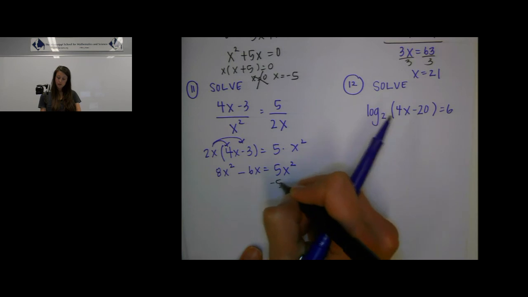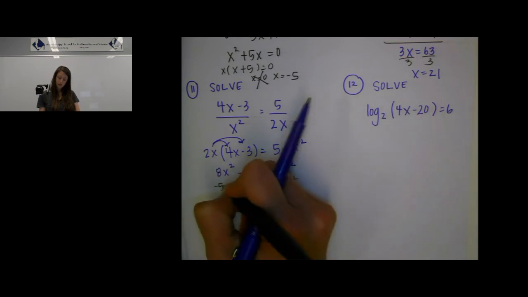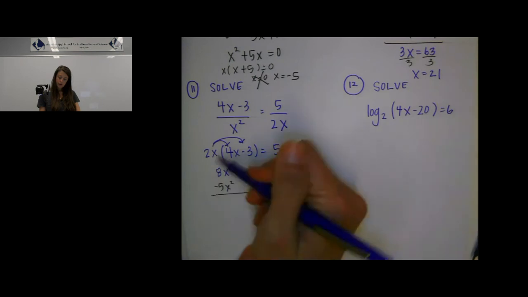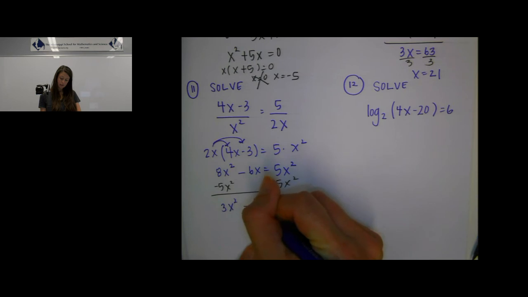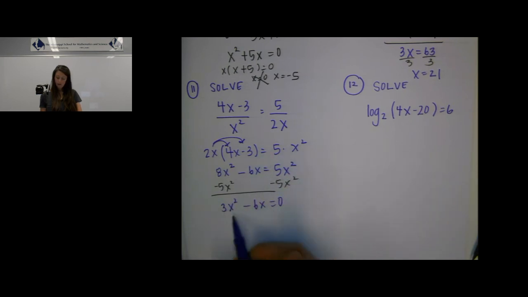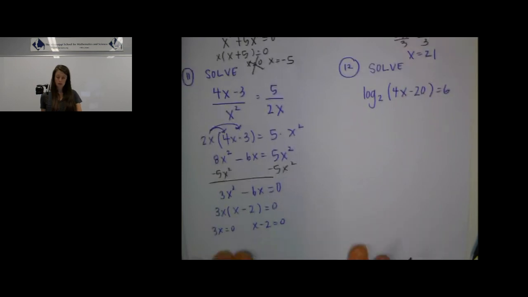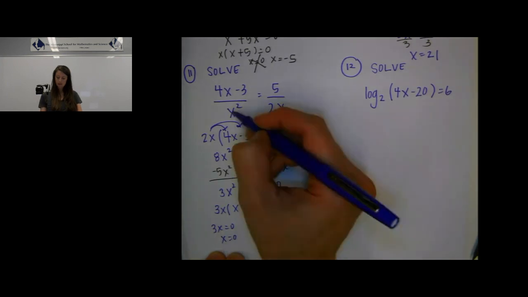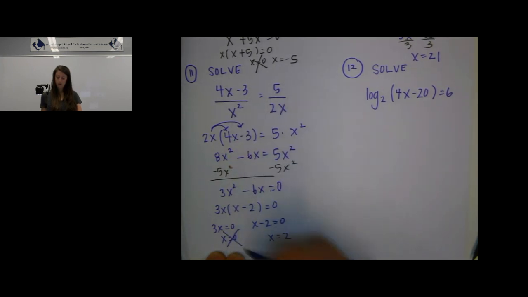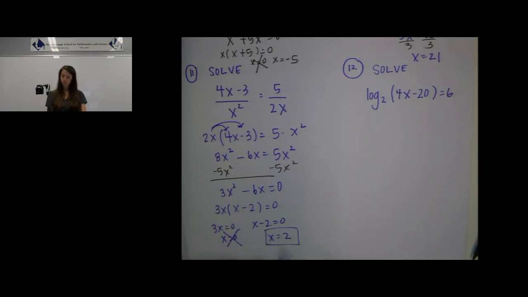Okay, move this over. So we'll subtract 5x squared. So 8x squared minus 5x squared is 3x squared minus 6x. You can factor out a 3 and an x here, so you'll be left with x minus 2. So 3x is equal to 0, and then x minus 2 is equal to 0. So x will be 0, and x will be 2. Can't have a 0 right there because 0 squared gives you a 0 in the bottom. So your only answer there is going to be 2.